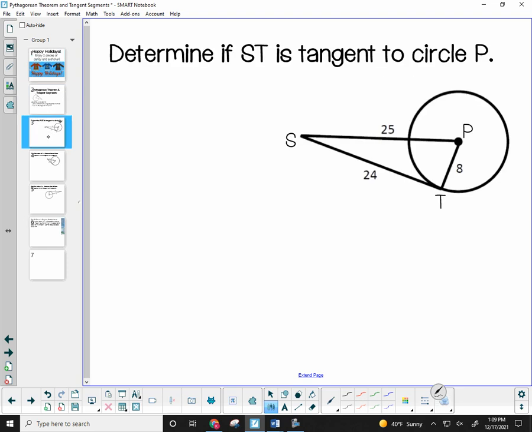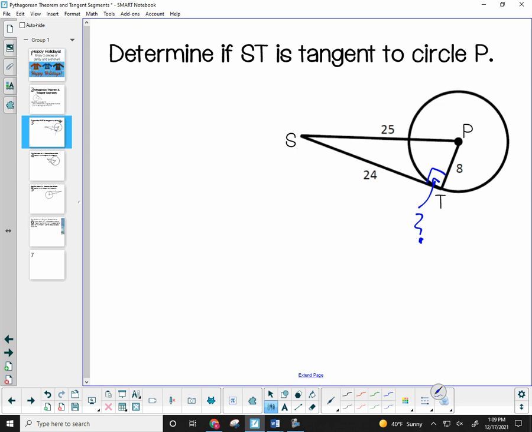So here's my first example. I want to determine if this figure here, ST, is a tangent. If it is a tangent, then that would mean that we have a right angle right here. We don't know if that's true, right? We don't know if that is truly a right angle. And that's what we're going to figure out.